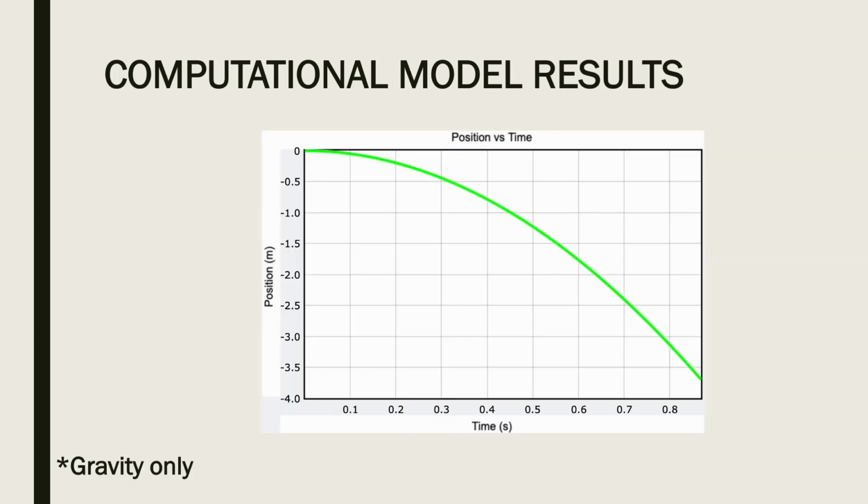These are the results from the model with gravity only, which also displays a parabolic-like slope. This implies that there's another force acting on the object as it falls.